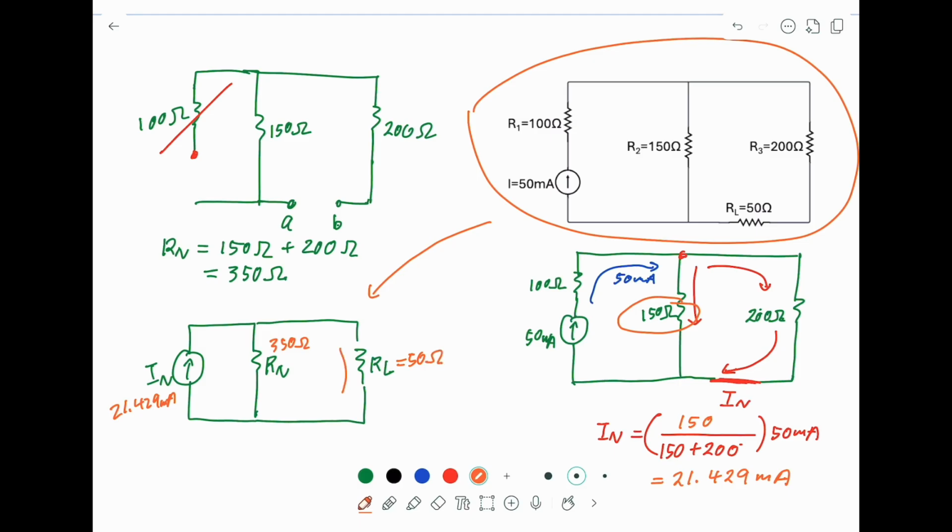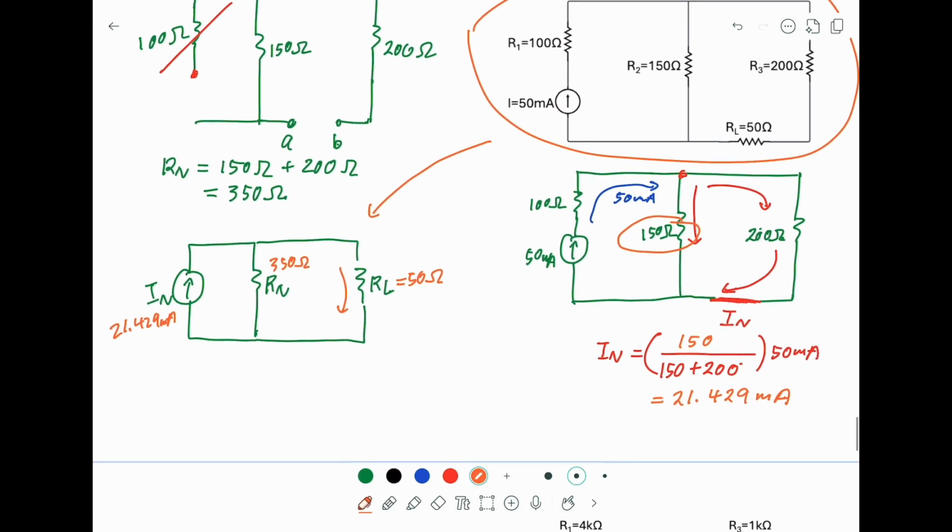Now we can calculate the current passing through RL. So IL again is proportional to 21.429 milliamp. The denominator of the proportional constant is the sum of Rn and RL. It means 350 ohm plus 50 ohm. The numerator is 350 ohm. And the result is 18.75 milliamp.